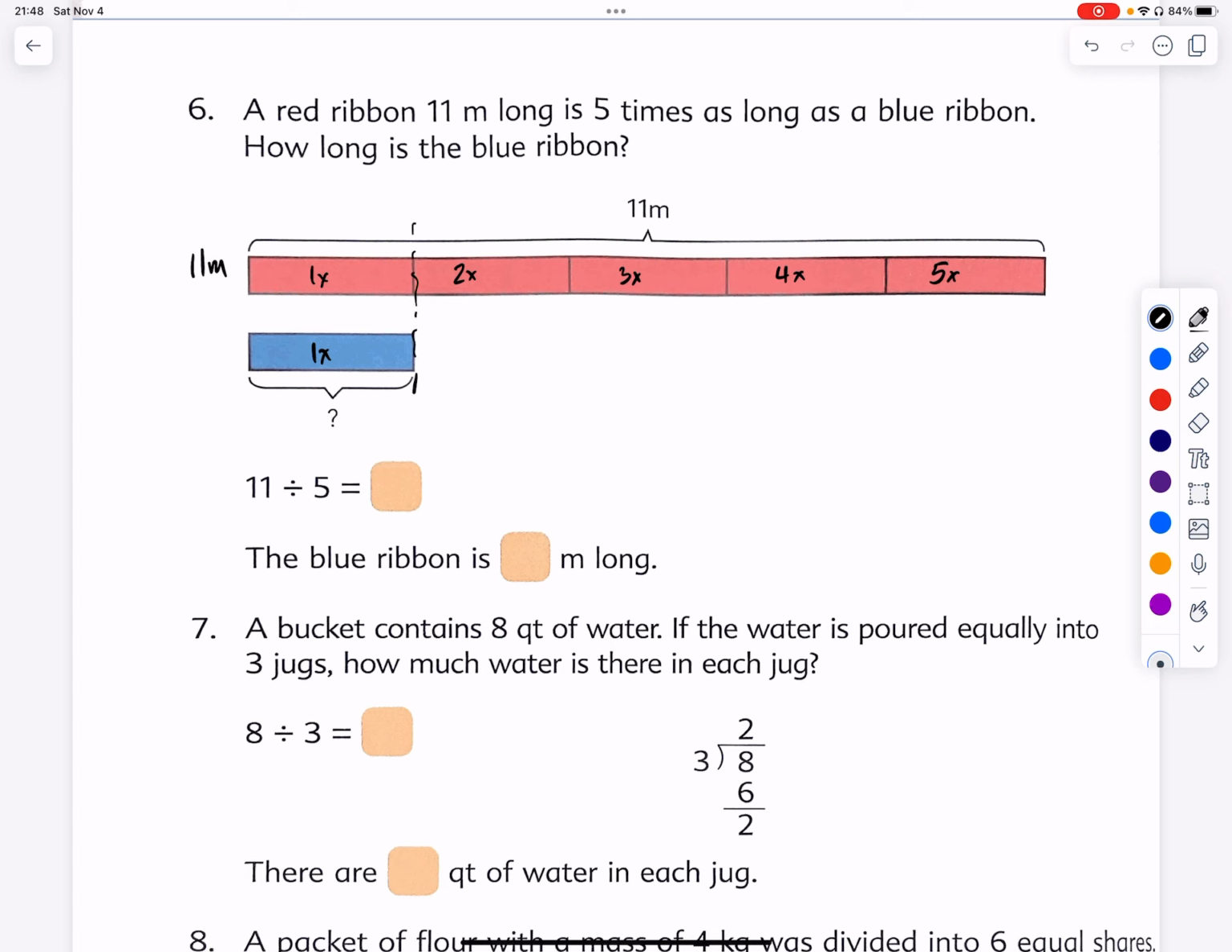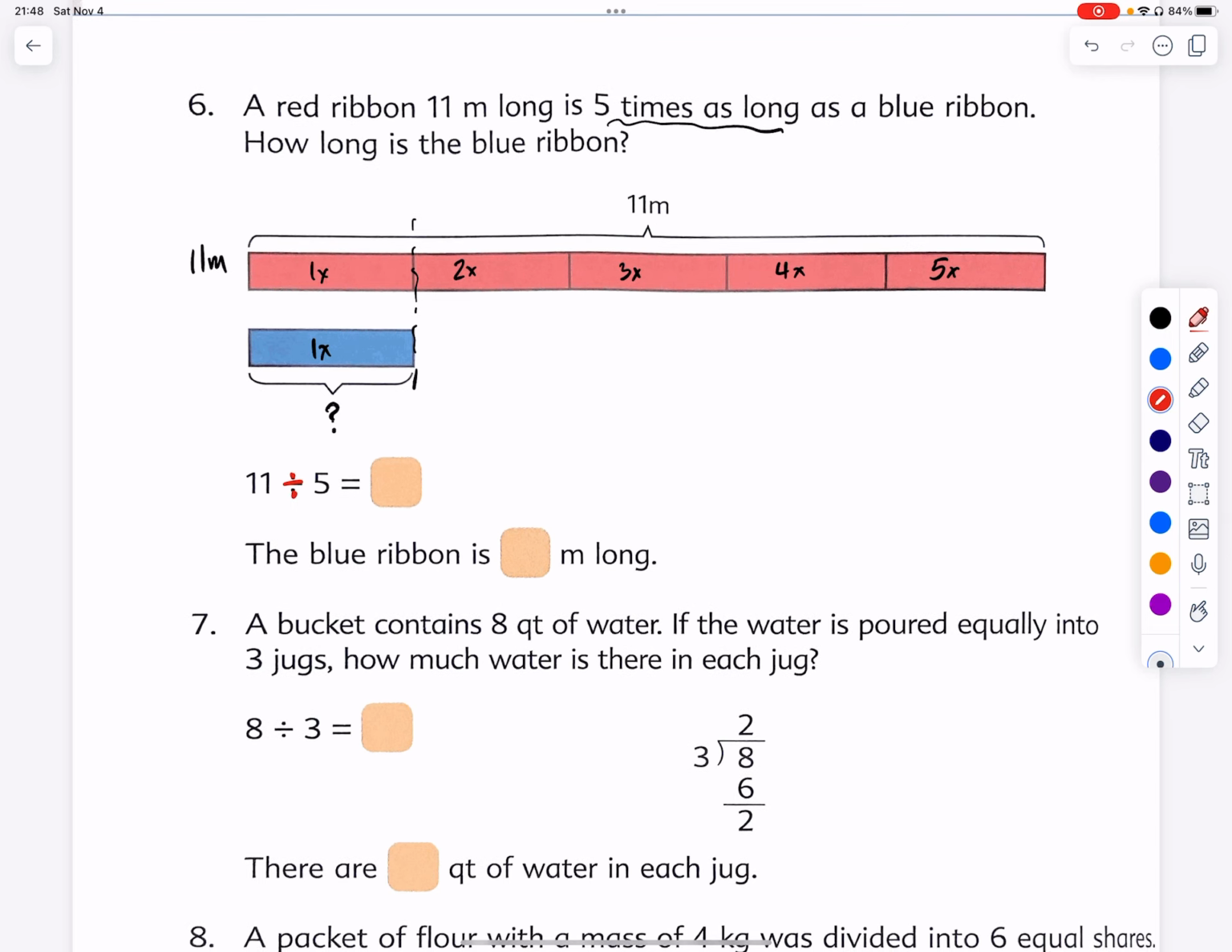The red ribbon is 5 times as long as the blue ribbon. Well, how long is the blue ribbon? Of course, we can say 11 divided by 5, or we can make it as a fraction, 11 over 5. Same thing, different point of view. Fractions are divisions. I've said it since 3rd grade. You've noticed it. Now let's just simplify.